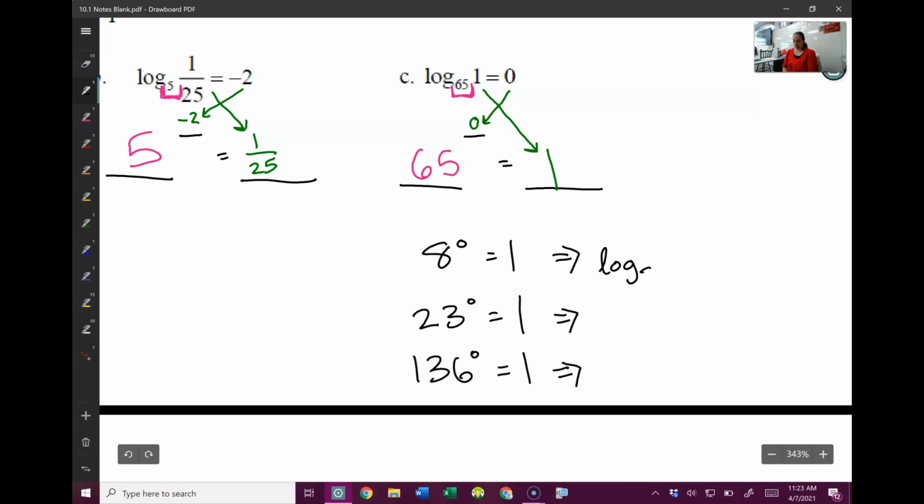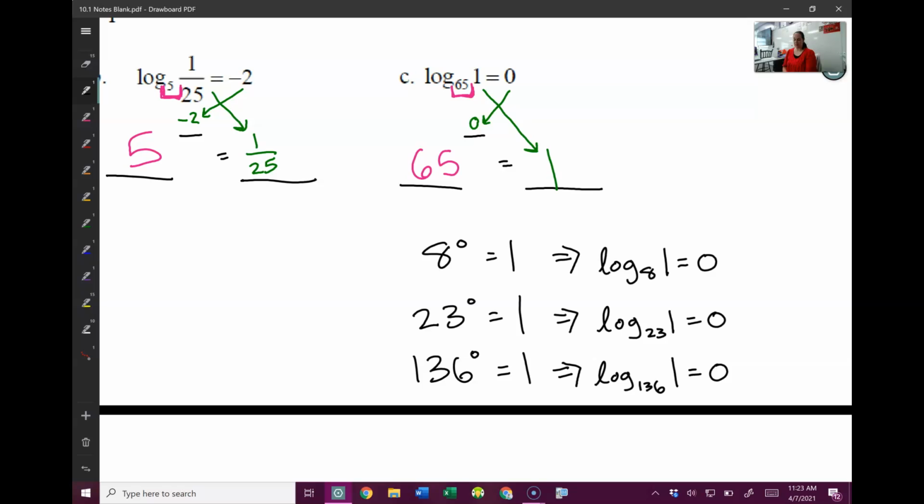I would get, this one would become log base 8 of 1 equals 0. This would be log base 23 of 1 equals 0. This would be log base 136 of 1 equals 0. Just like this was log base 65 of 1 equals 0. Are you starting to see a pattern? This is your first property of logarithms.